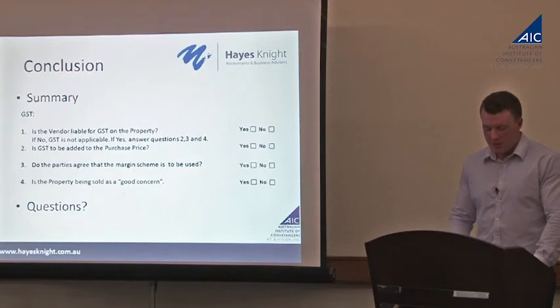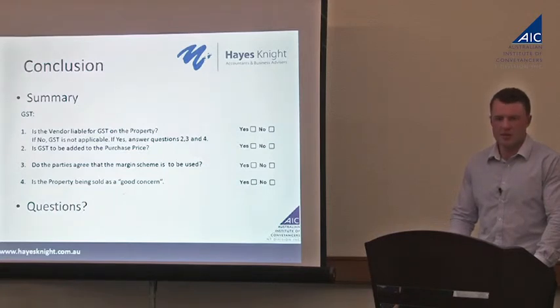If the vendor is registered for GST, the second step is to correctly identify the property classification, so whether it's residential, new residential, non-residential, or whatever it may be. Once you've determined that, then you can assess your eligibility for the margin scheme or the going concern rules.